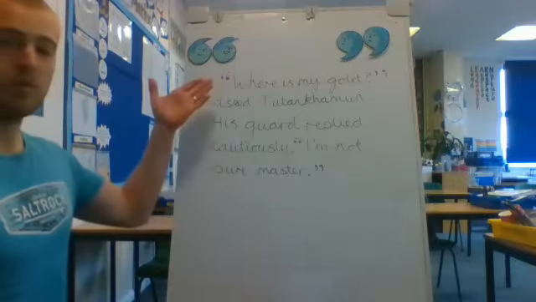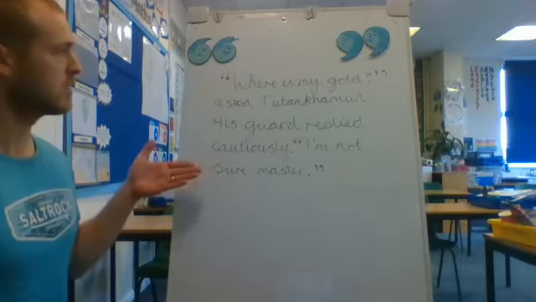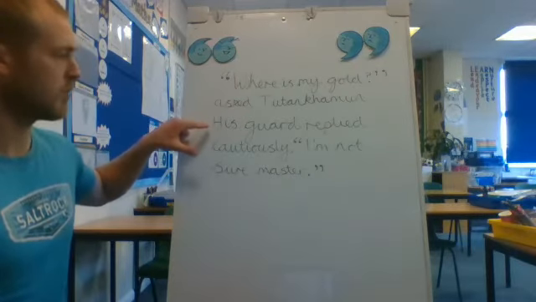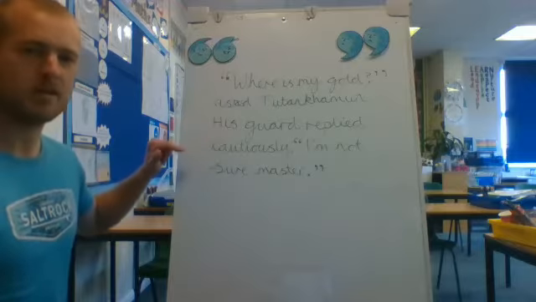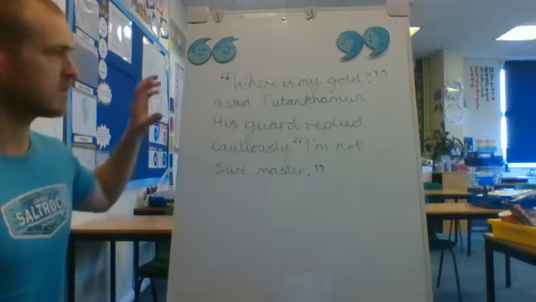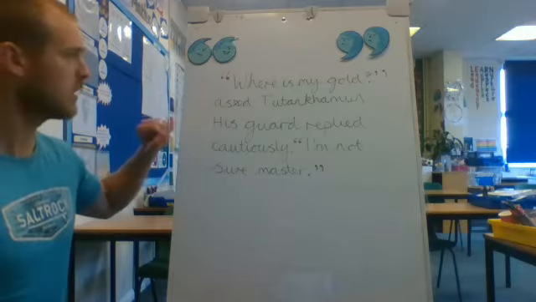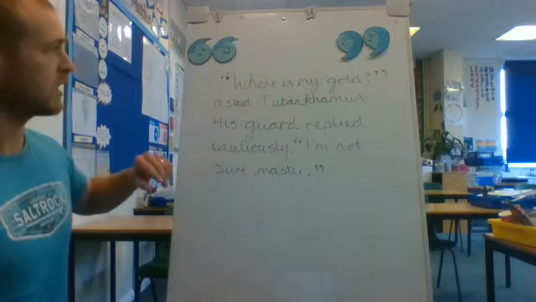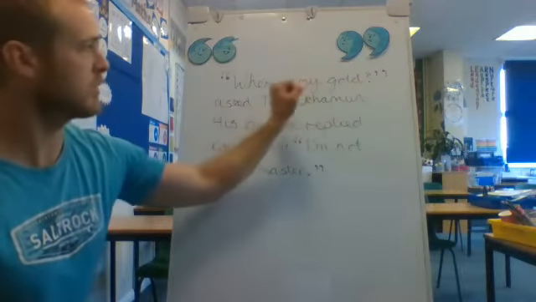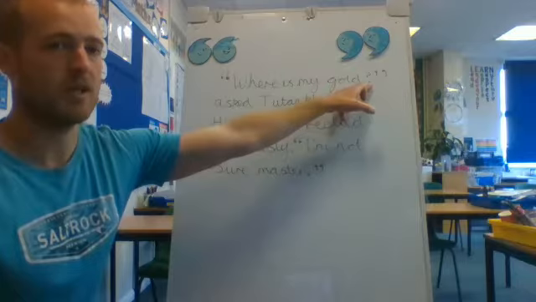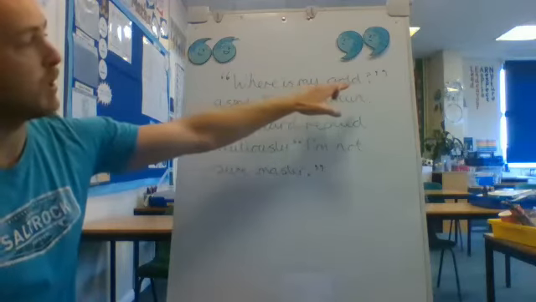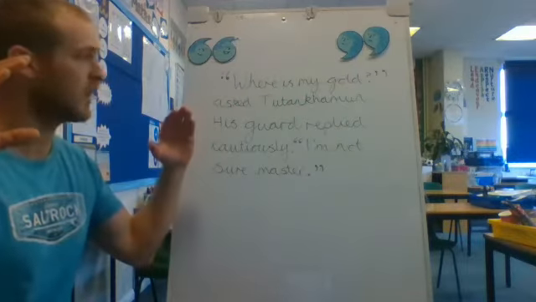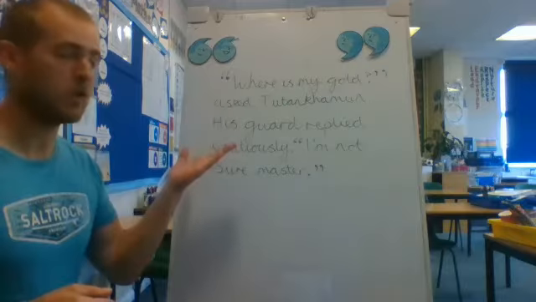Okay, here are two more examples of our speech. "Where is my gold?" asked Tutankhamun. His guard replied cautiously, "I'm not sure, master." These two sentences are strung together to form part of a story. We can see that where is my gold is the speech which Tutankhamun is saying. As it's a question, because it starts with where, I've put a question mark in. And around that question mark and the spoken words, I hug it with my 66 and my 99. Okay? And that tells the reader that part is spoken.